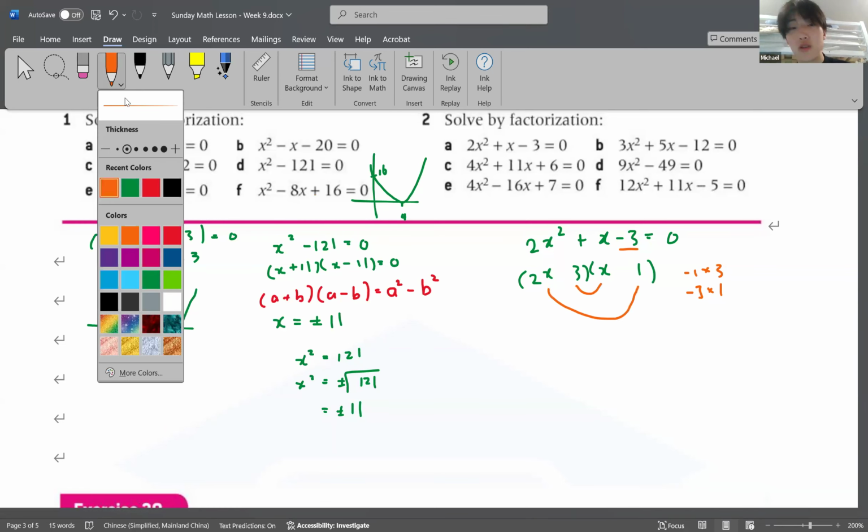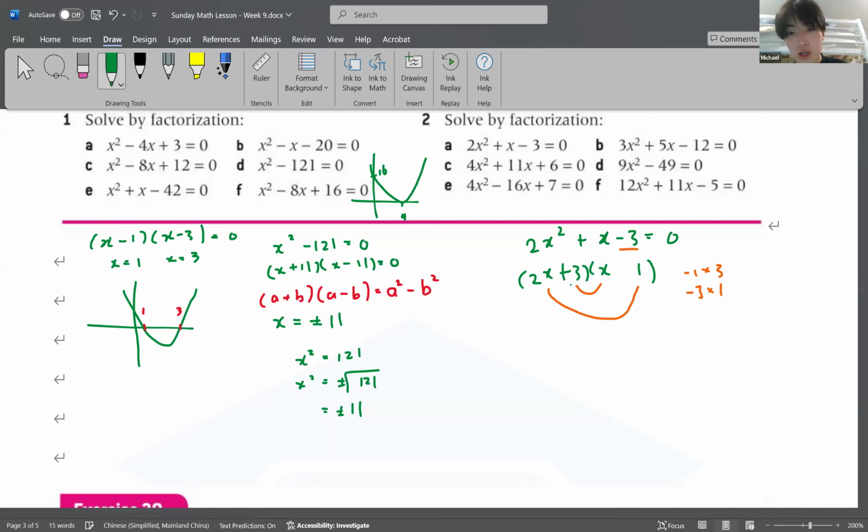All right, now how do we get positive 1? We get 2x and x here. So we want the 3 times x to be positive, so positive 3 times positive x, and then we want a minus 2. So it's a minus 1. Now if we expand this, we can see that this actually equals what we have. Does this make sense?